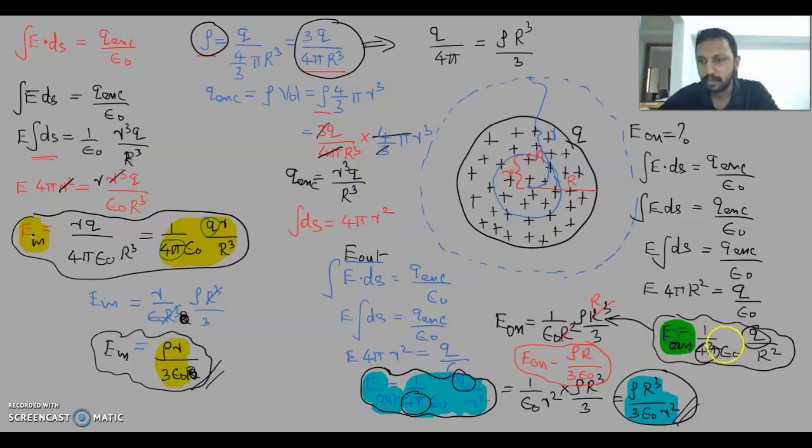Then electric field intensity on the surface of the sphere also has two formulas. Electric field intensity on the surface is 1 by 4 pi epsilon 0 q divided by capital R square, and in terms of volume charge density it will be rho R divided by 3 epsilon 0. Hope you have understood this. Memorize these formulas. Okay.